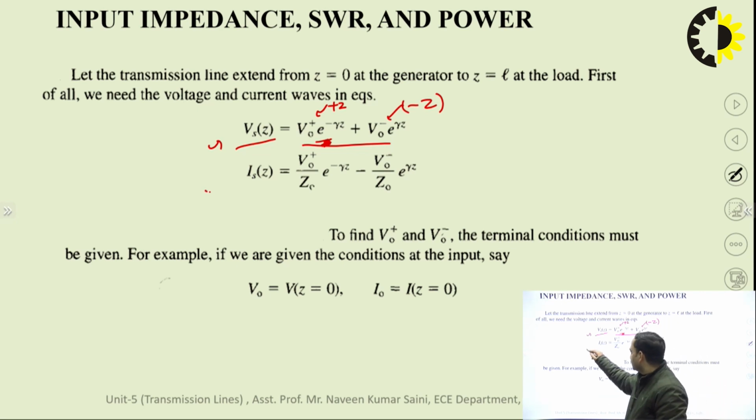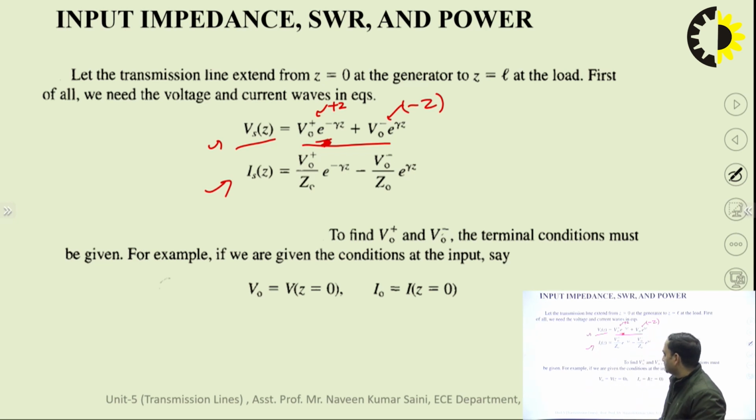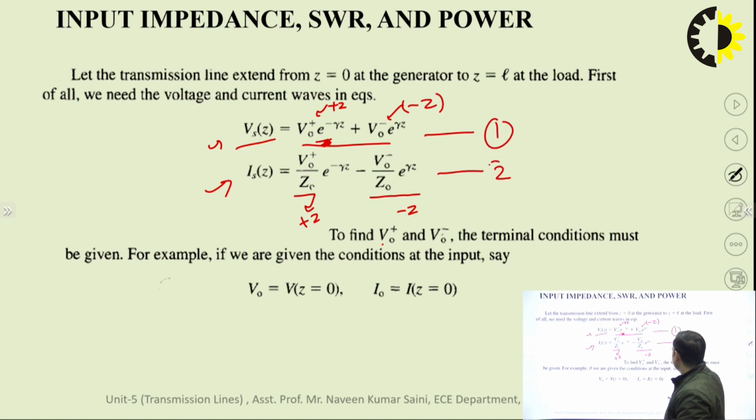And the next equation is the current equation which we derived: Is(z) = V naught plus upon Z naught e to the power minus gamma z, minus V naught minus upon Z naught e to the power gamma z. This also represents the plus z direction and minus z direction. To find these, we are just going to solve these equations. If this is equation number 1, this is equation number 2. To find V naught plus and V naught minus, we will apply some conditions.